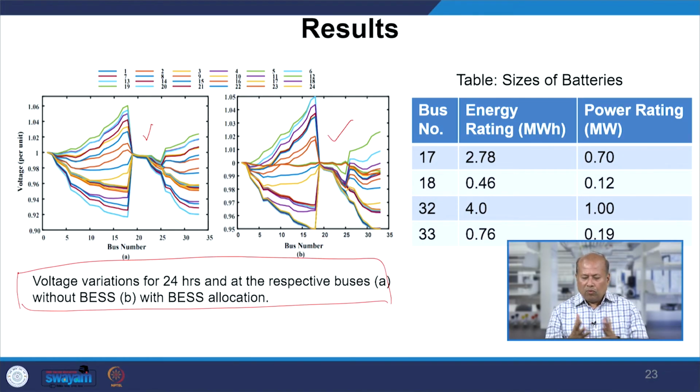And these are the 4 batteries that have been obtained, with energy ratings of 2.78 megawatt hour, 0.46, 4.0 and 0.76. These are the energy ratings, and these are the power ratings: 0.19 megawatt, 1 megawatt, 0.712 and 0.7. So totally the requirement is close to 2 megawatt of battery, with an energy requirement of close to 8 megawatt hours.